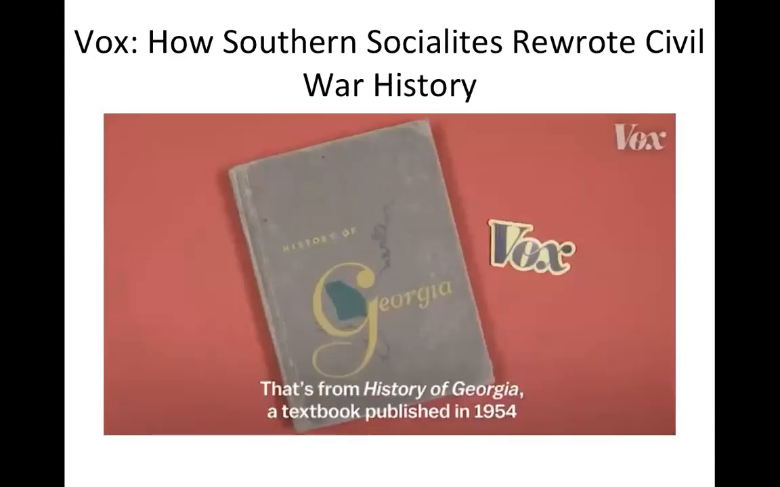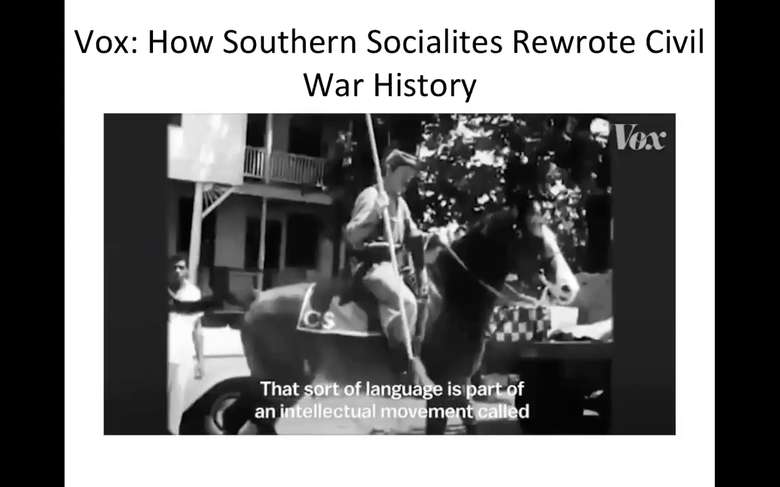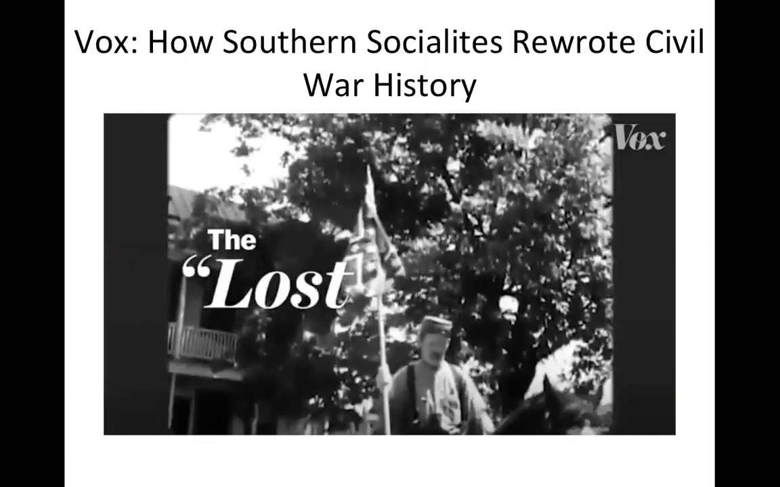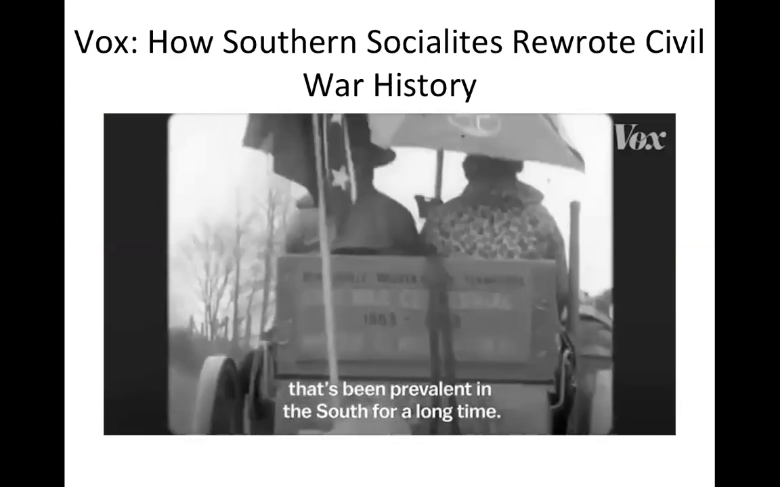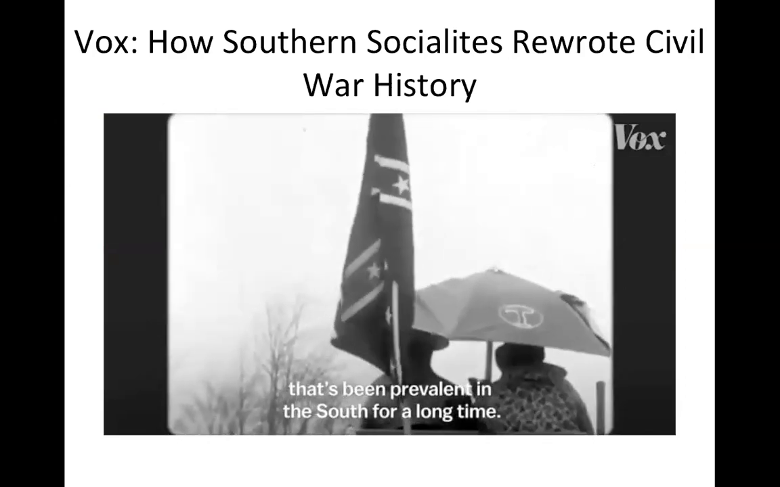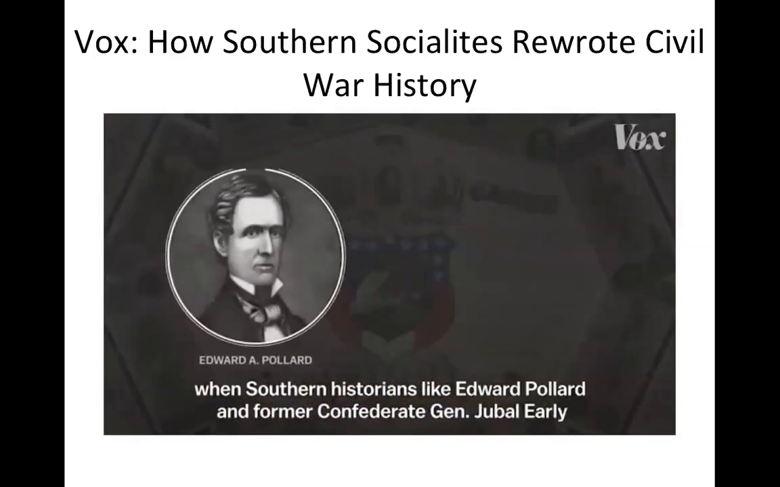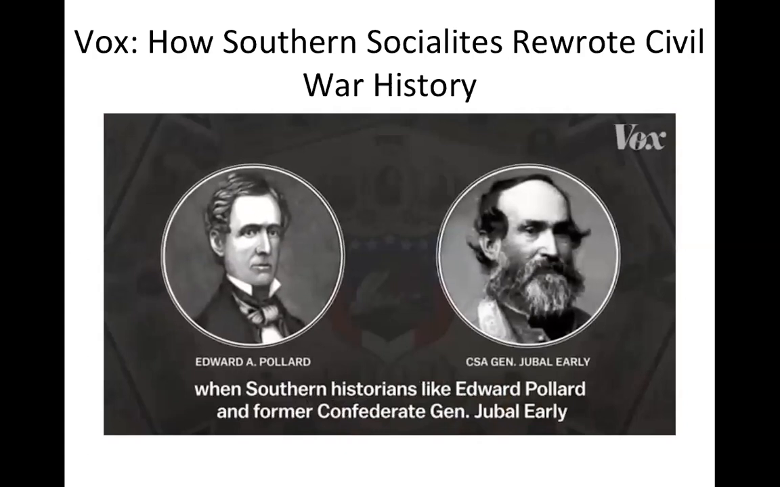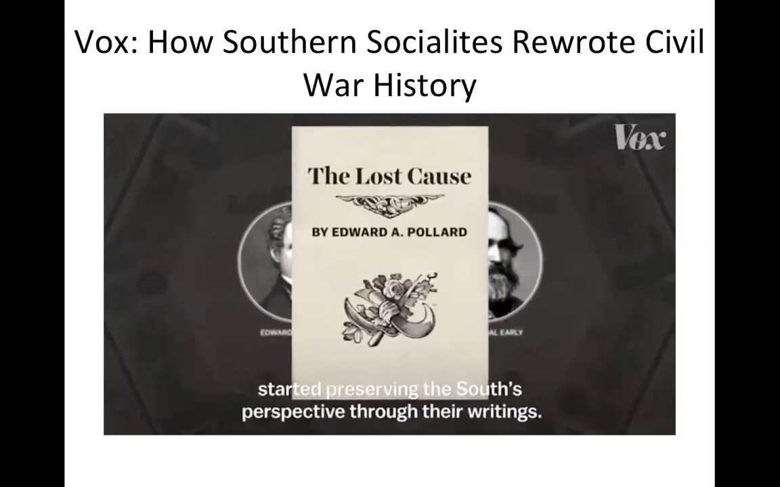Yikes, that's from History of Georgia, a textbook published in 1954 that was taught across junior high schools in Georgia for decades. That sort of language is part of an intellectual movement called the Lost Cause, a distorted version of American Civil War history that's been prevalent in the South for a long time. It took shape soon after the defeat of the Confederate States in the war, when Southern historians like Edward Pollard and former Confederate General Jubal Early started preserving the South's perspective through their writings.